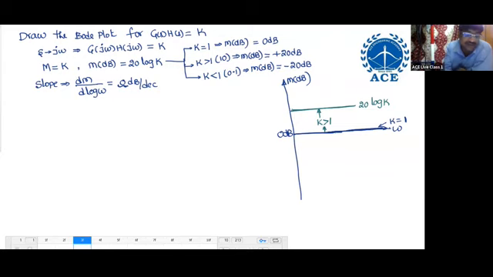In case K is less than 1, it is shifted downwards. How much down is it shifted? By the value of 20 log K. Whatever the amount shifted upward, the same amount is shifted downwards. K equal to 1, no shift in the plot.